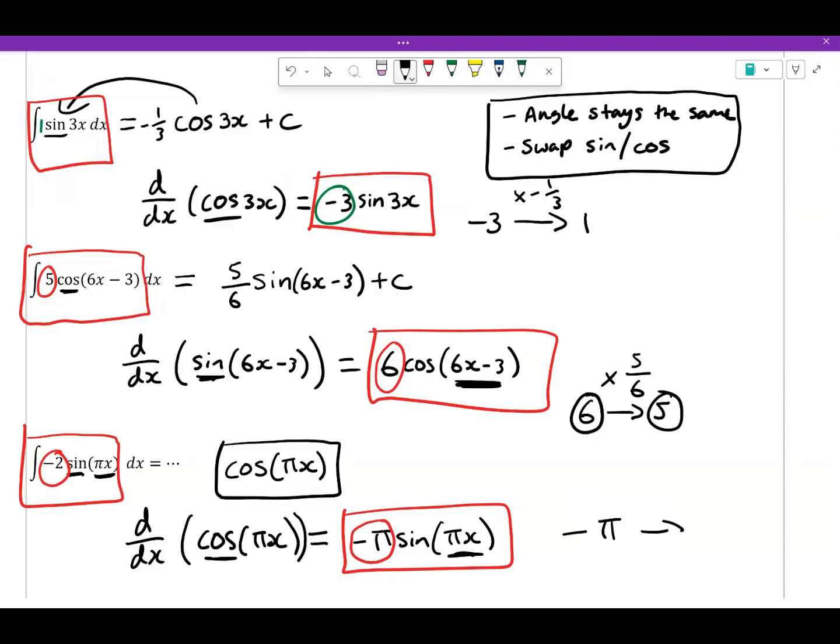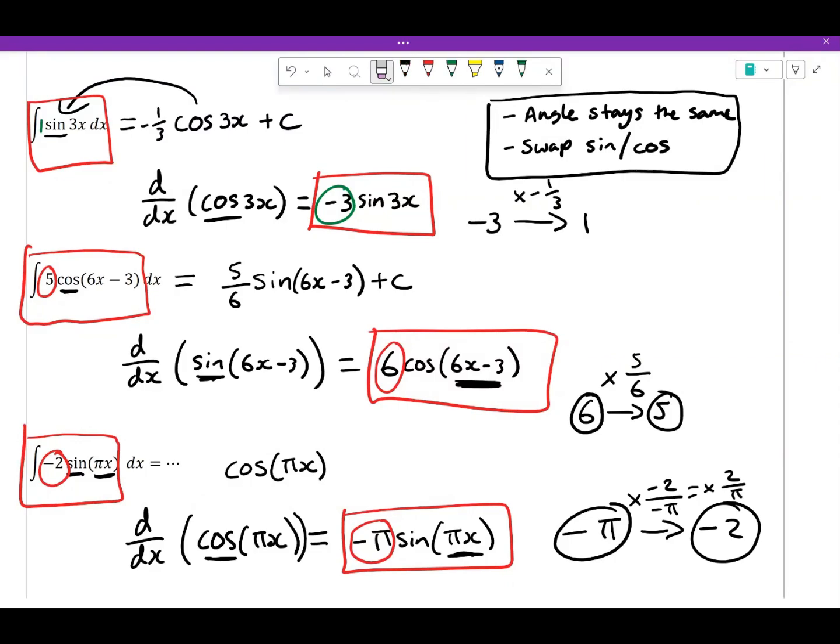Well, as always, I have to take my destination, negative 2, and divide by the negative pi. And that is what I need to multiply by. So that simplifies to 2 over pi. So that is what I'm going to write in front of my possible answer to get my full final answer. And we just need to put a plus c there.